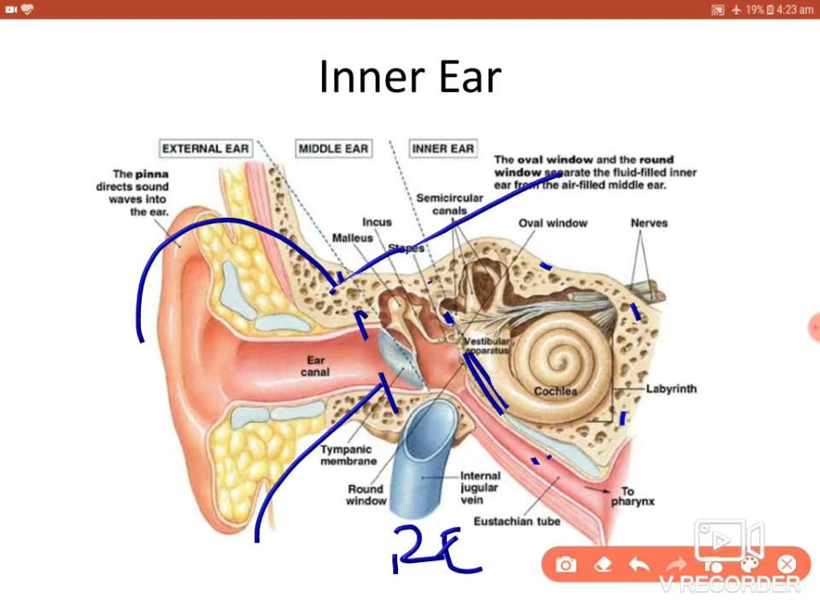This is the anterior aspect of the inner ear, this is the posterior aspect, this is the medial aspect, and this is the lateral aspect. So this lateral part of the inner ear relates to the medial wall of the tympanic cavity.